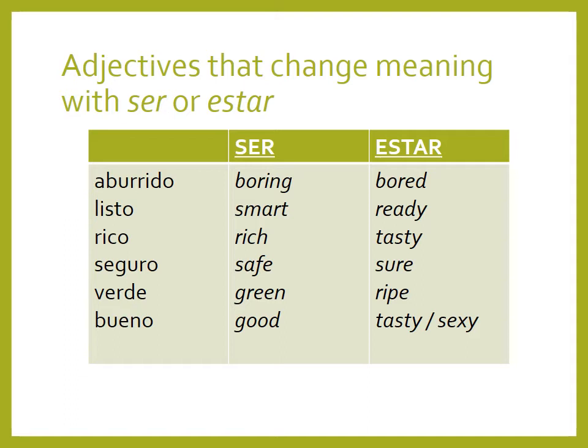Ser seguro, to be safe, a safe thing. Estar seguro, to be sure. Ser verde, to be green, the color of green. Estar verde, to be the condition of ripe or ripedness. Ser bueno, to be good, characteristic-wise, a good person. Estar bueno with food can refer to tastiness, and with people to sexy.